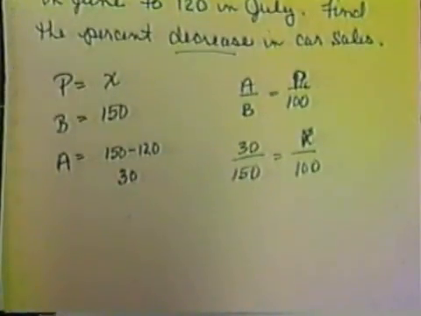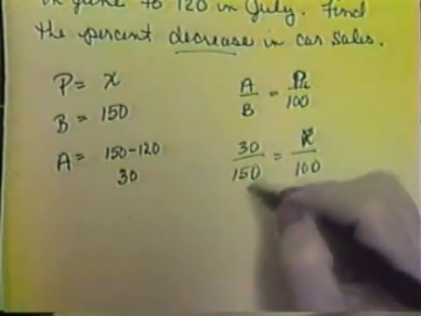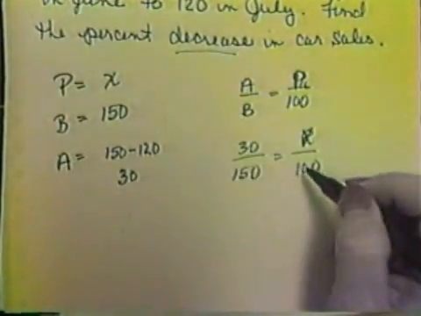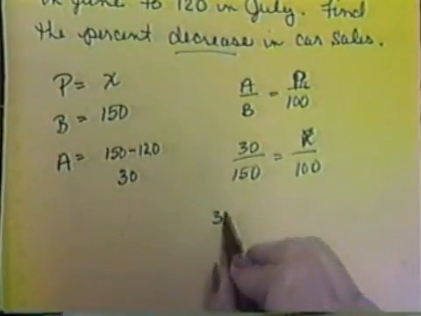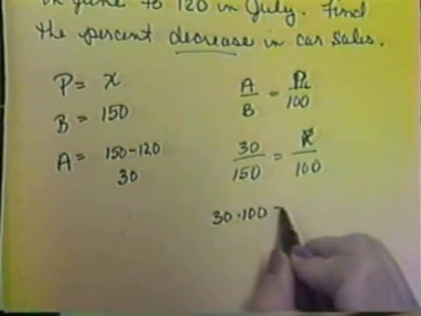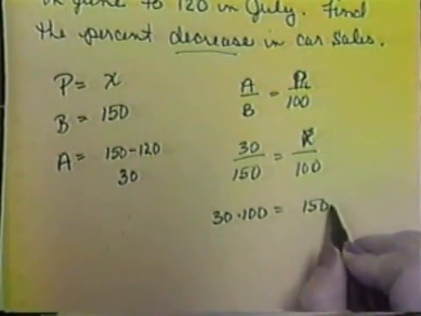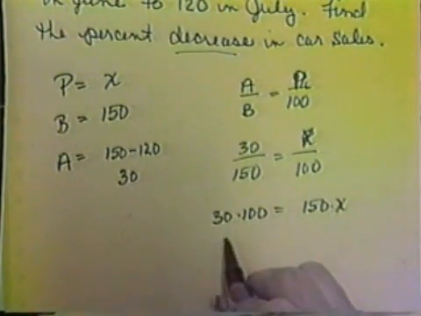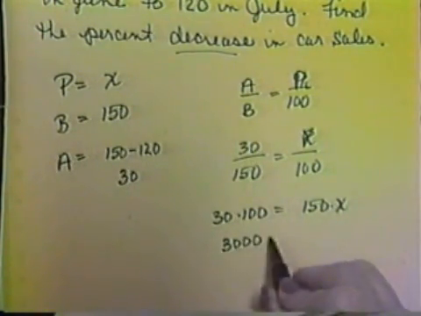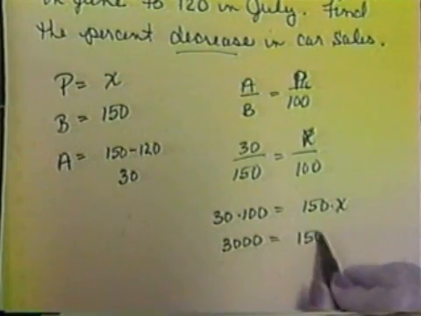Now we want to solve this proportion, so we cross multiply. Remember, we multiply the extremes and set it equal to the product of the means. So we get 30 times 100 is equal to 150 times x. Now 30 times 100 is 3,000, equal to 150x.